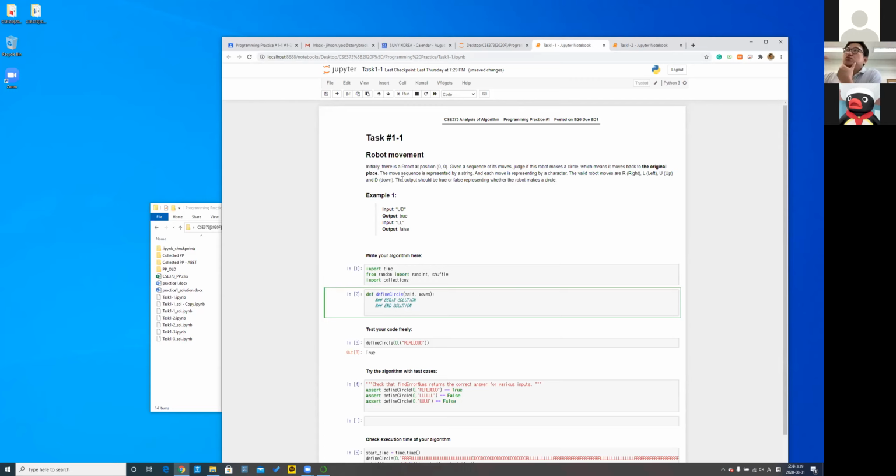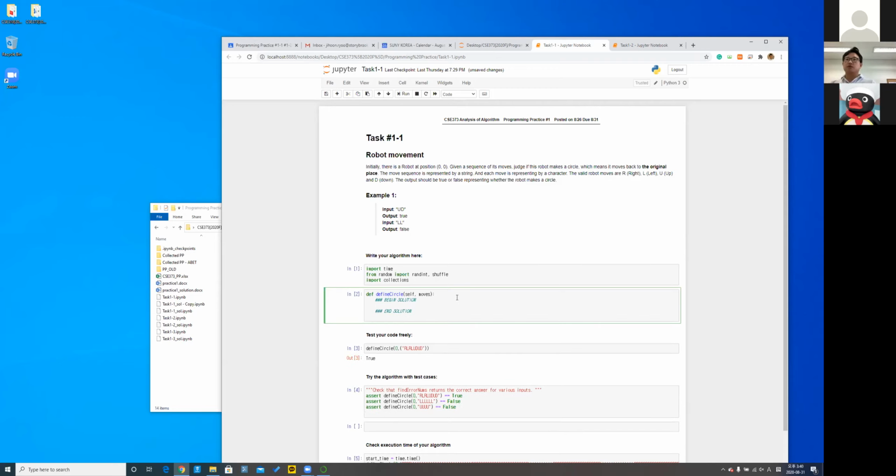So your job is you are a robot, and your robot is able to move up and down and left and right. Initially there is a robot at position 0 and 0. Given the sequence of moves, judge if the robot makes a circle, which means it moved back to the original place, which means 0 and 0. The move sequence is represented as a string, and each move is represented by a character. The valid movements are right, left, up and down. It should return true or false, representing whether the robot makes a circle, meaning it's returning to the original point. How do you solve this?